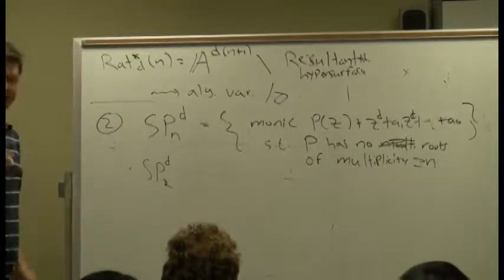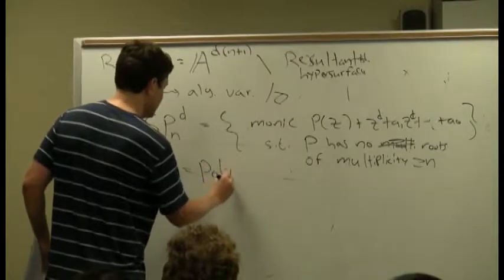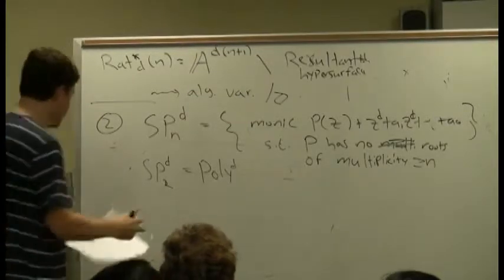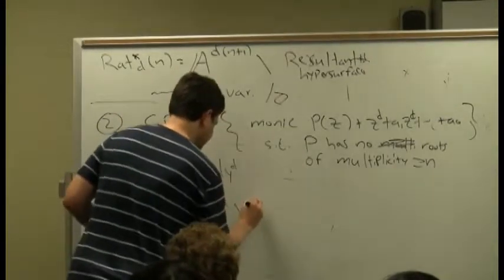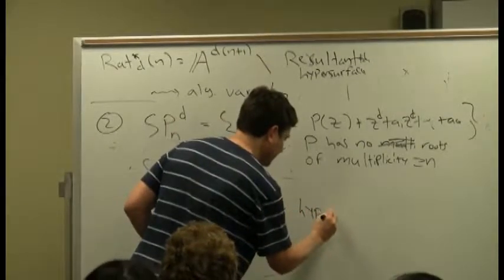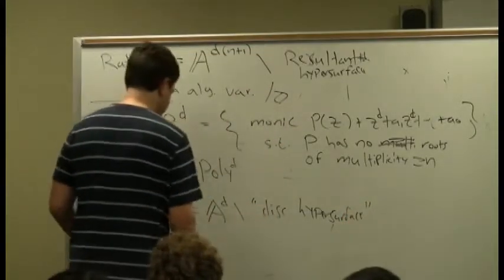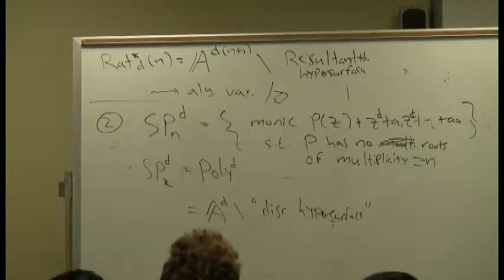So, for example, having no roots of multiplicity 2 or more, we've seen that. That's called Poly D. But then I'm allowing roots to have multiplicity 2, but not 3 or more. Or 2 or 3, but not 4 or more. So these are very complicated varieties. I'll just say the punchline, they're like A to the d minus something called the discriminant hypersurface. They've been an object of study for a long time, especially by Vassiliev and Arnold and those guys. It's an algebraic variety over Z, same as before.